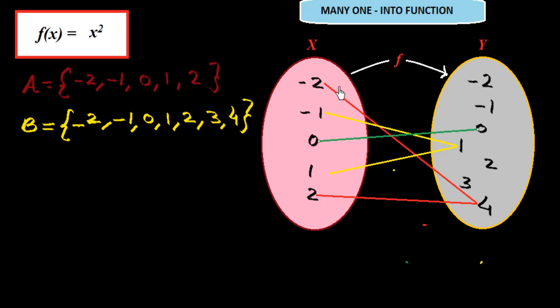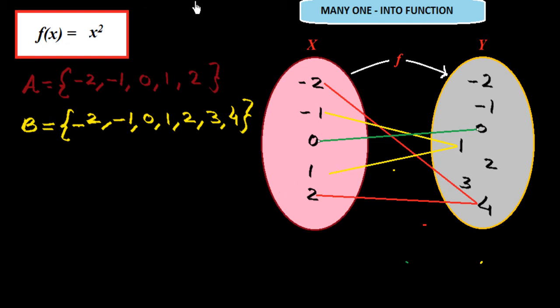So here you see the function, it is also many 1 because minus 2 and 2 we are getting 4, minus 1 and 1 we are getting 1, and 0 to 0. So it is many one function, but there are some elements which are not engaged with its domain, with X. Some free elements are there, minus 2, minus 1, 2 and 3, these 4 elements are free here, which don't have a pre-image. So this is into function.